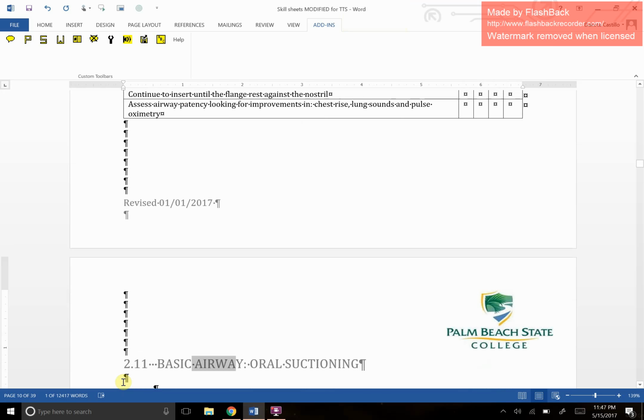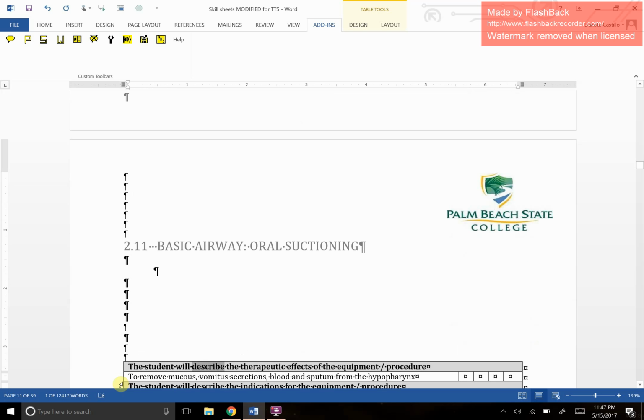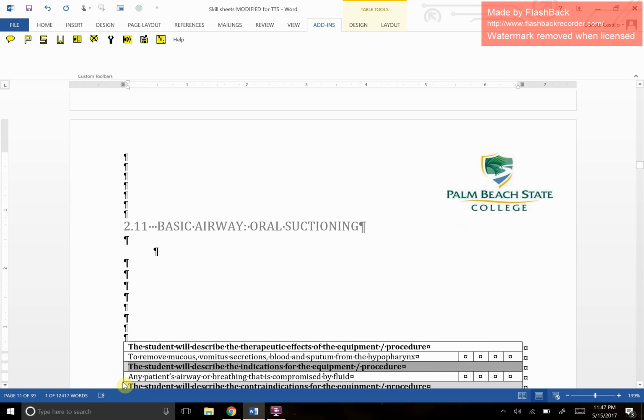2.11 Basic Airway, oral suctioning. The student will describe the therapeutic effects of the equipment/procedure. To remove mucus, vomitus, secretions, blood and sputum from the hypopharynx. The student will describe the indications for the equipment/procedure. Any patient's airway or breathing that is compromised by fluid.